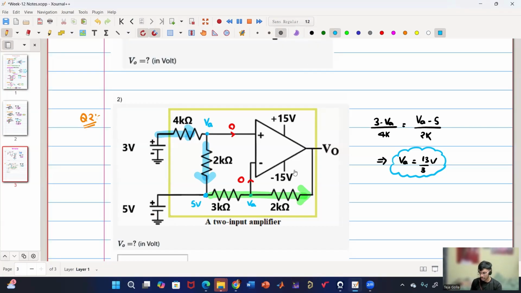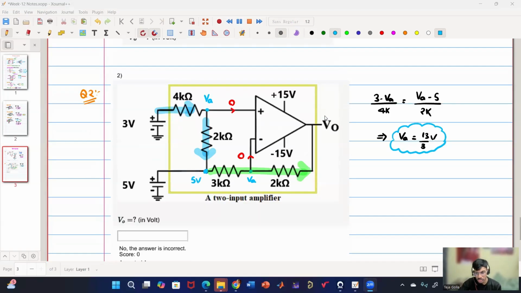So again we'll apply KCL at this node. Gyanendra says (5 minus VA) by 3K is (VA minus V0) by 2K. Very good. So (5 minus VA) by 3K is nothing but (VA minus V0) by 2K. I know VA. I am trying to find V naught. So please solve for V naught and let me know what is the value of V naught.